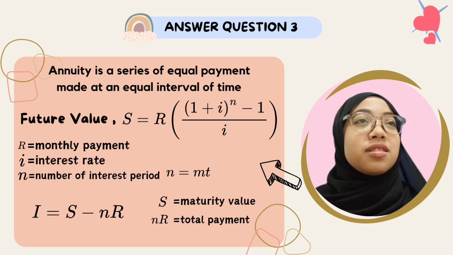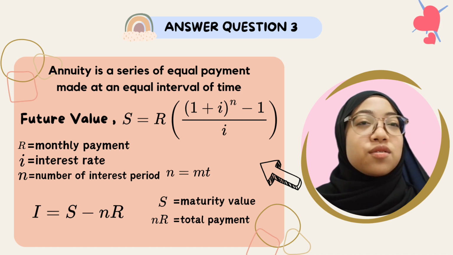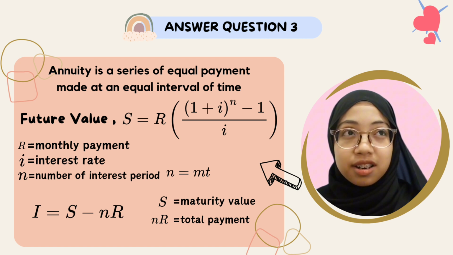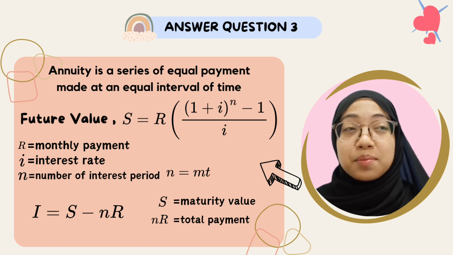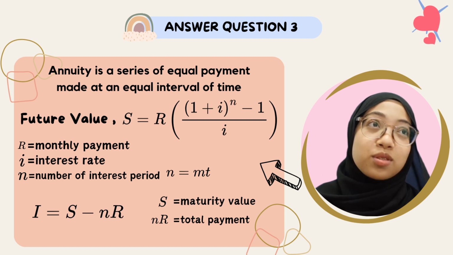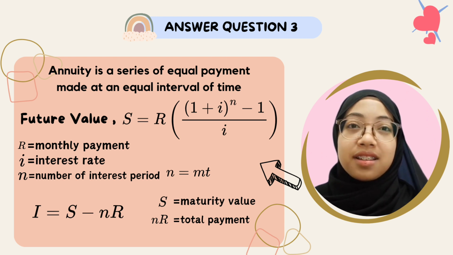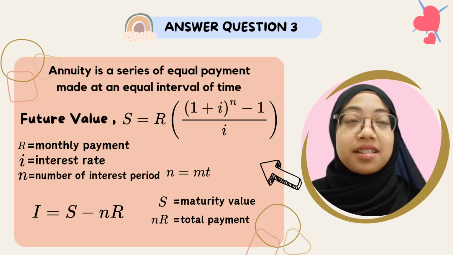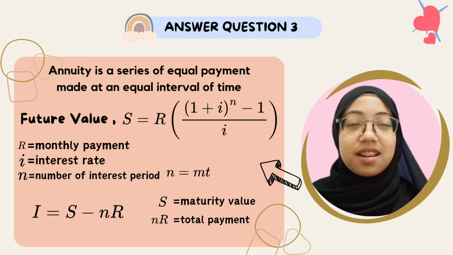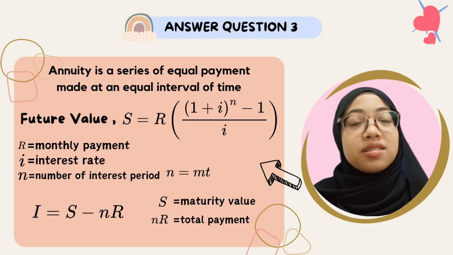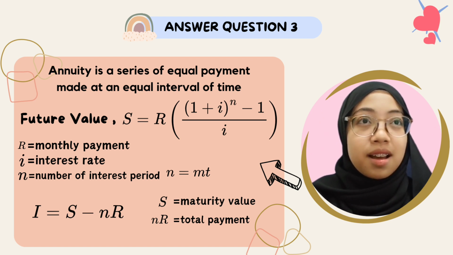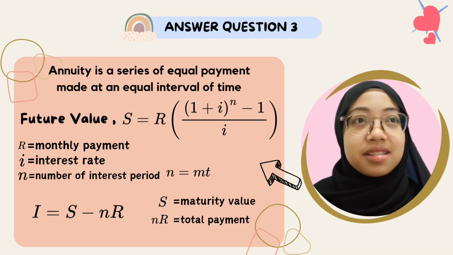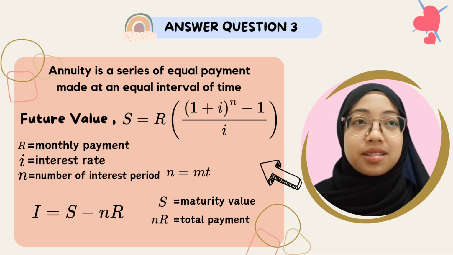The first formula used in this chapter is to find the future value, which is S. S equals R, bracket 1 plus I, close bracket, power N, minus 1, and then we divide all of that by I, to get the future value. R in this formula is the monthly payment, I is the interest rate in percentage, and N is the number of interest periods.